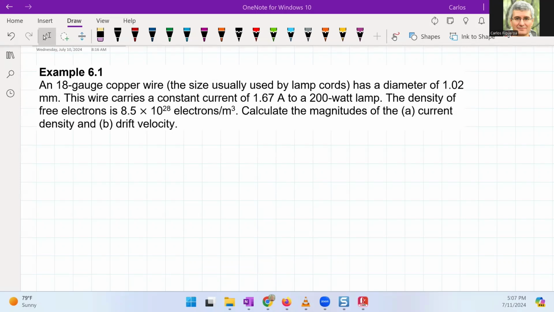Example 6.1, an 18-gauge copper wire, the size usually used by lamp cords, has a diameter of 1.02 millimeters. This wire carries a constant current of 1.67 amps to a 200-watt lamp. The density of the free electrons is 8.5 times 10 to the 28 electrons per meter cubed. Calculate the magnitudes of the current density and the drift velocity.